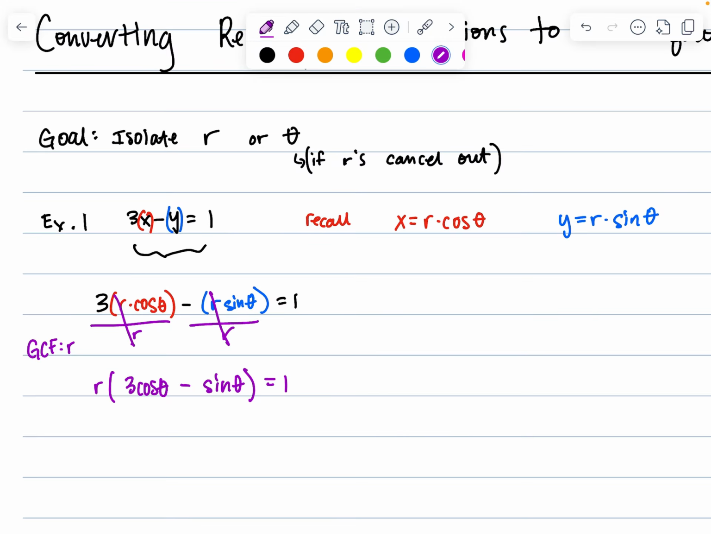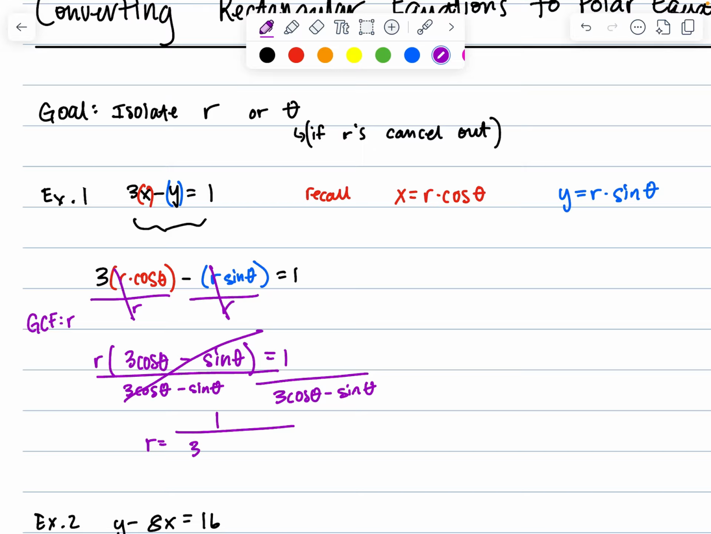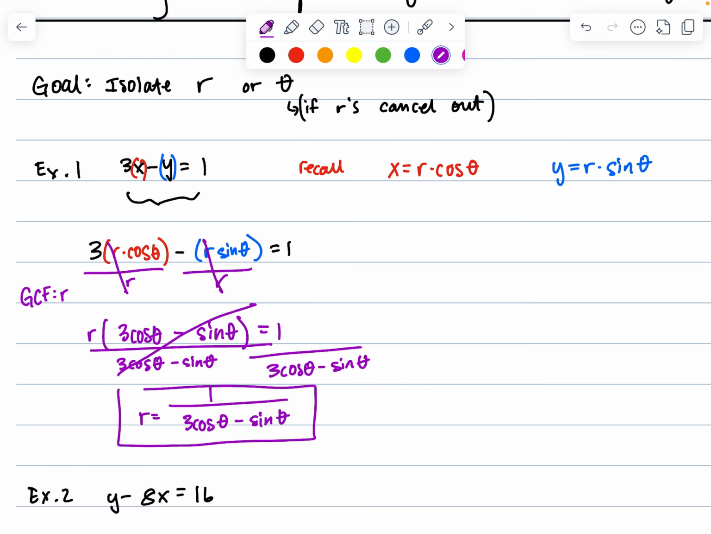Here, we would get r by itself by dividing out the 3 cosine theta minus sine theta. Anything you do to one side, you do to the other. Divide by 3 cosine theta minus sine theta, and those cancel out. r is then equal to 1 over 3 cosine theta minus sine theta. And this is our polar equation. Okay, and we are done.